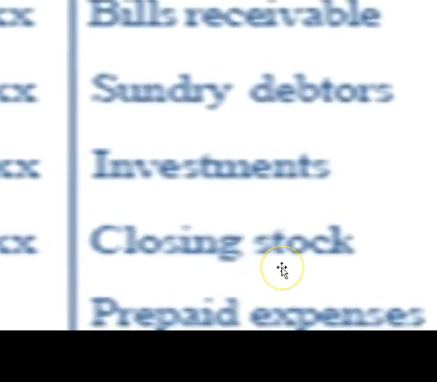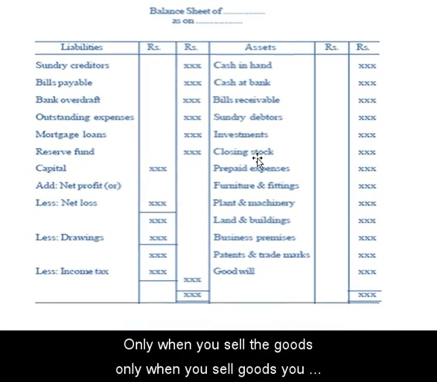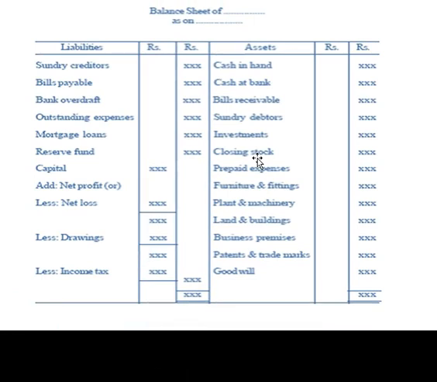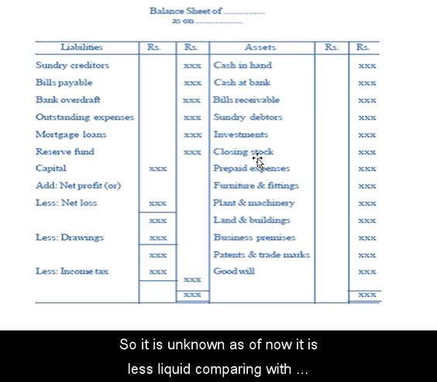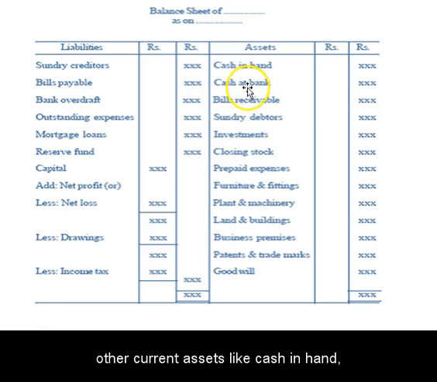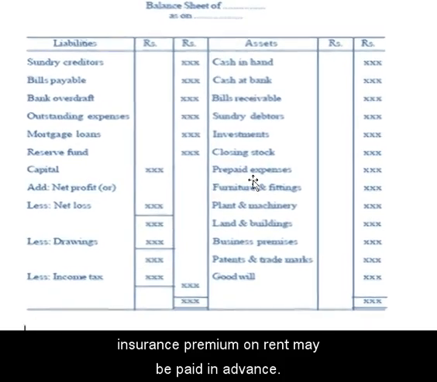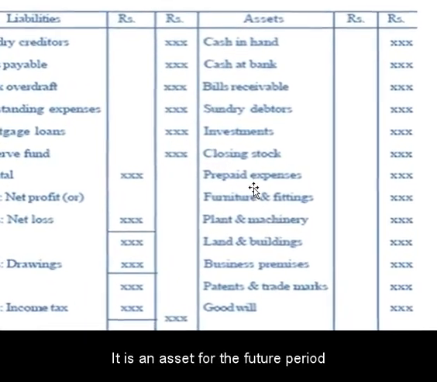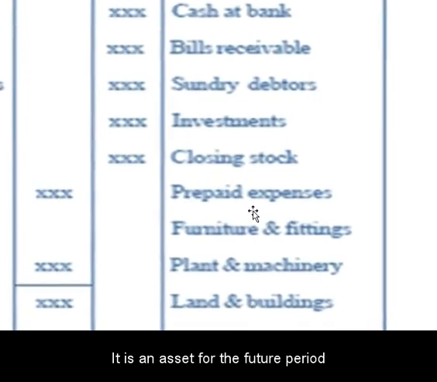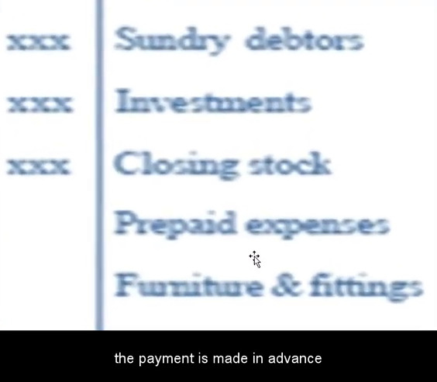Stock: generally only when you sell the goods, you will realize cash. So it is unknown. As of now, it is less liquid compared with other current assets like cash in hand, cash at bank, and all these assets. Prepaid expenses have already been paid. Insurance premium or rent may be paid in advance. It is an asset for the future period. The payment is made in advance.